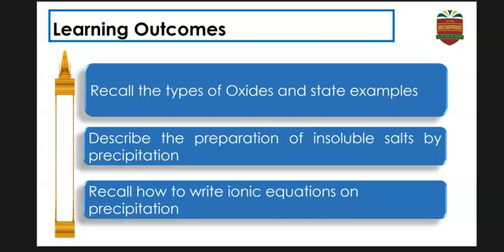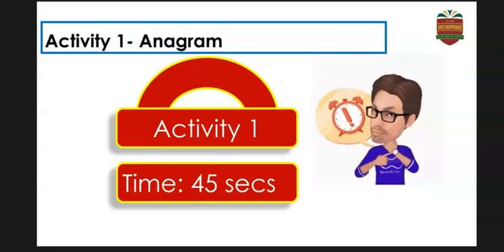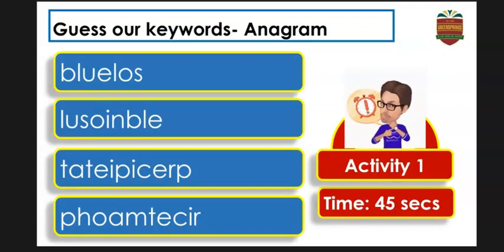So the first activity we're going to look at is a very quick one. We're going to look at reshuffling letters that will form our keywords for today. So I want you to quickly do this in 45 seconds. Try to find out what keywords will fit today's lesson from the letters of these words.